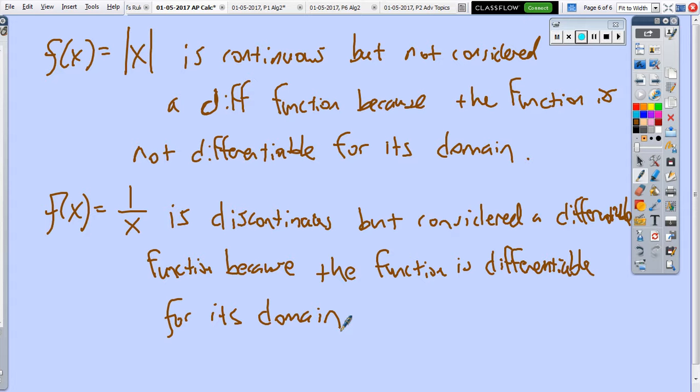However, the absolute value function is continuous. We know it is. It's a V. But the issue is that it's not considered a differentiable function because the function is not differentiable for its entire domain. Because at 0, it's defined. The absolute value of 0 is 0. However, you cannot take the derivative at that point because there's that corner. Yes.